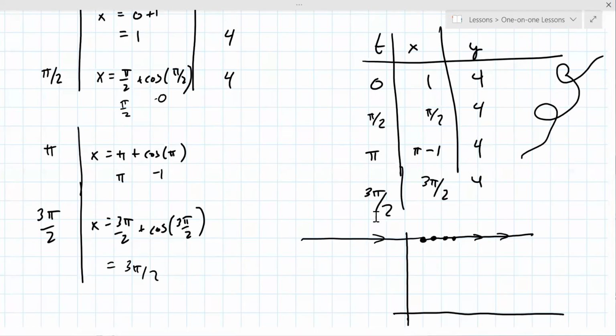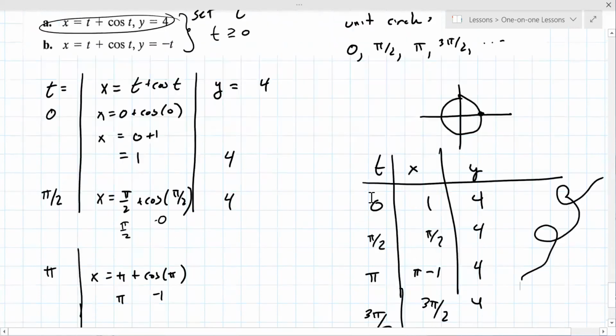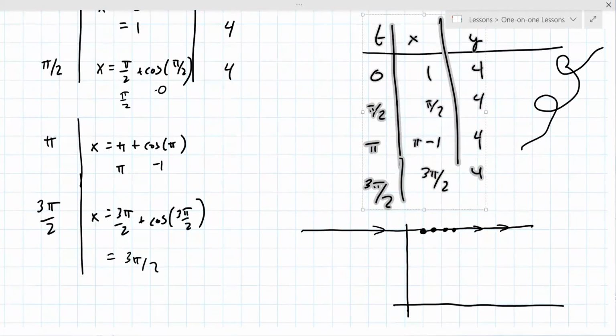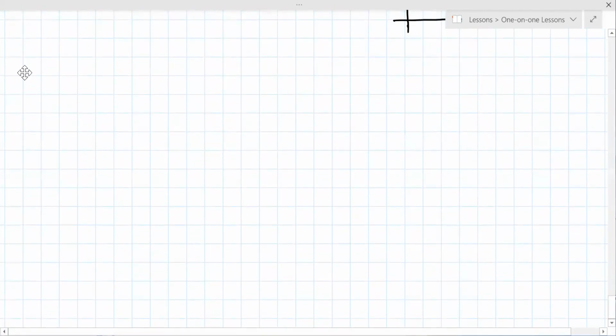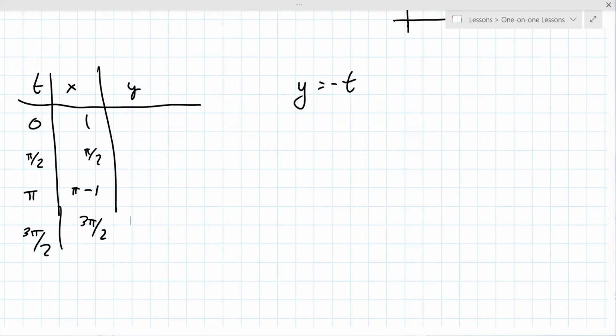So part B is doing the same thing. Part B is just a slightly different thing here. So all of the x values are going to remain. So let me just grab this from the table here. I'm just going to copy this table down, and then we'll define a y value. So the y value in part B, it says that y equals negative t. So the difference is that it's no longer just 4. This actually changes.